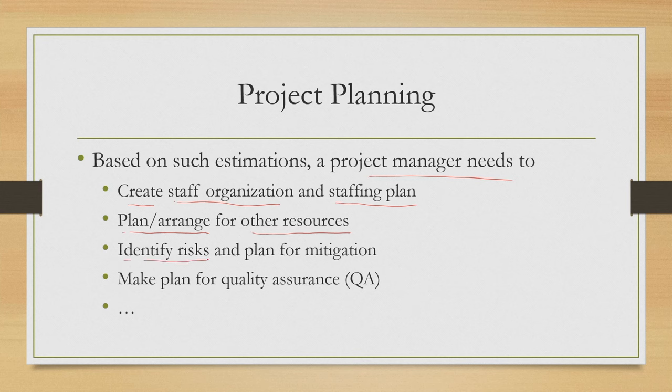Identify risks and plan for mitigation of those risks. So, while the development is taking place, what kind of issues may crop up, what are the risks involved and how to mitigate those in case those risks are encountered during the development phase. Also, the manager needs to make a plan for quality assurance, the quality of the end product that needs to be assured. So, these are some of the key considerations.